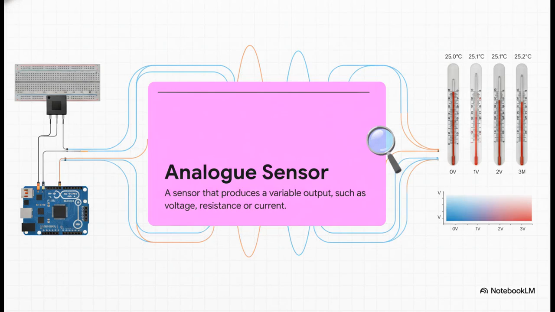Okay, let's shift gears over to the analog world. Unlike that simple switch, an analog sensor's output isn't just on or off. It's a variable signal that's proportional to whatever it's measuring. So a temperature sensor won't just tell you it's hot or it's cold. Oh no, it'll give you a very specific voltage that means it's 25 degrees or 25.1 or 25.2 and so on. It paints a much, much richer picture of the world.